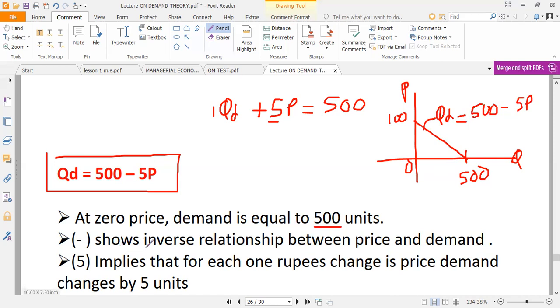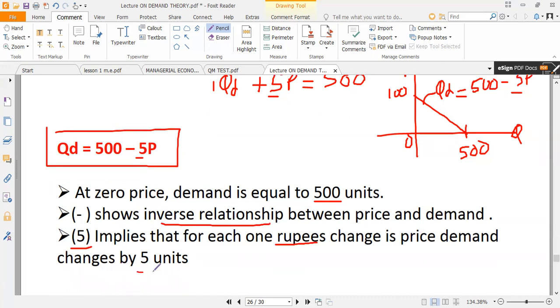The second point is that it shows that there's a negative relationship between price and quantity because our gradient is what? Negative. Number three, this 5, what does it imply? The 5 is a gradient. It implies that if there's a 1 rupee change in price, the quantity demanded will also change by 5 units. If we have 10 there, it means if we increase our price by 1 rupee, the quantity will change by 10 units. That's what the gradient means. It gives you the inverse relationship.